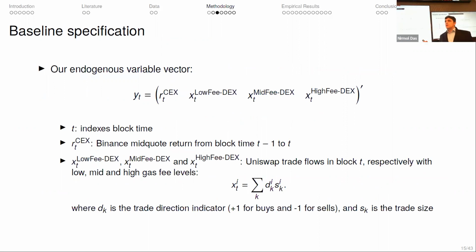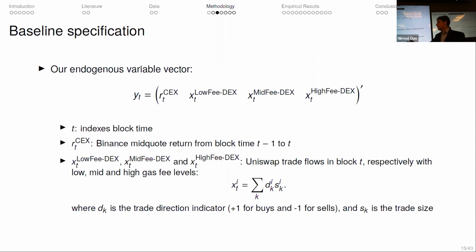So the question is, how do we implement this methodology? What is the vector of endogenous variables? We look at both centralized exchange and decentralized exchange data. For centralized exchange, we look at the return on Binance. For decentralized exchange, we look at the trade flows, and we decompose this trade flow in terms of low fee, mid fee, and high fee. The idea is that we want to see whether high fee trade flows will have an impact on the return on the centralized exchange.